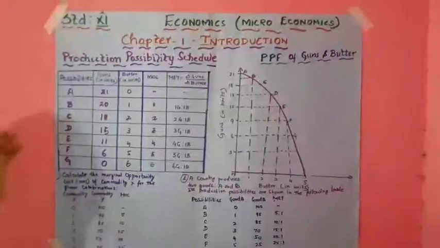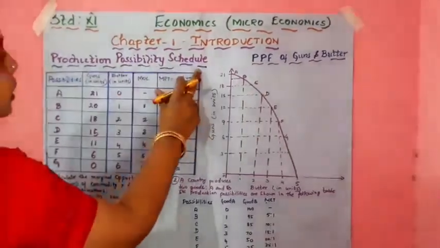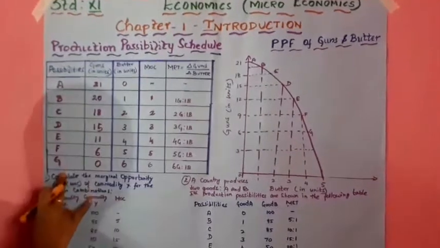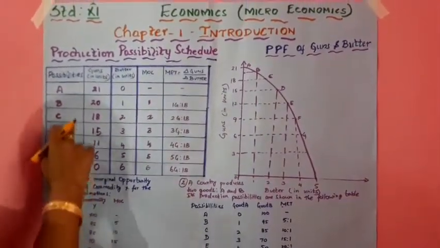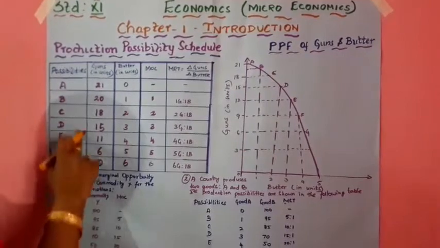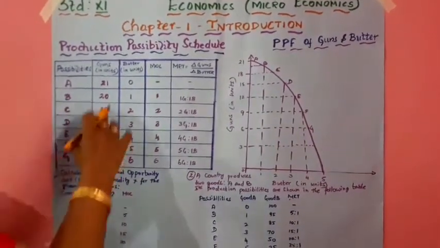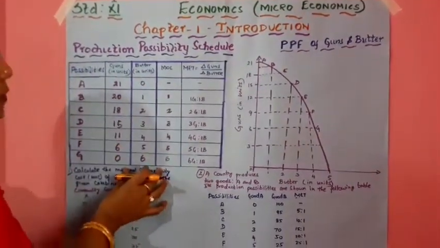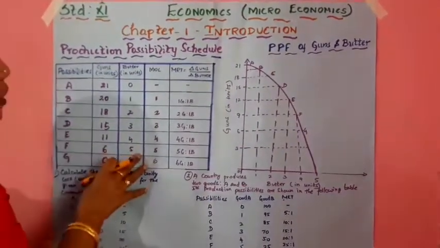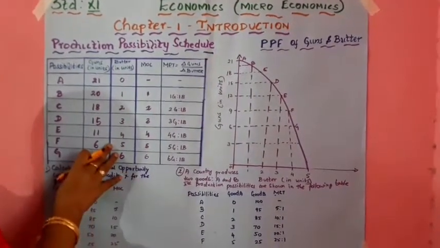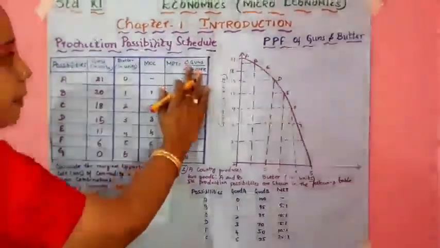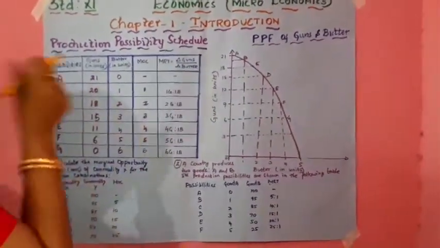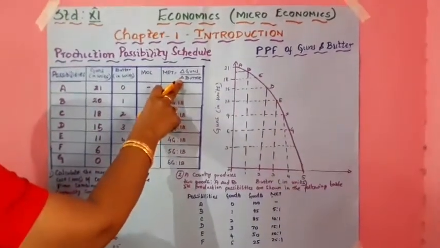Okay, this is the production possibility schedule. Actually, these are all the possibilities. You see here the possibilities of the items, that is the 1, 2, 3, 4, 5, 6, 7 possibilities are given. Here the guns in units are given, and here the butter in units is given. Now in this production possibility schedule we are going to find out the MOC and MRT. MOC and MRT, what does it mean? What does MOC mean? What does MRT mean?